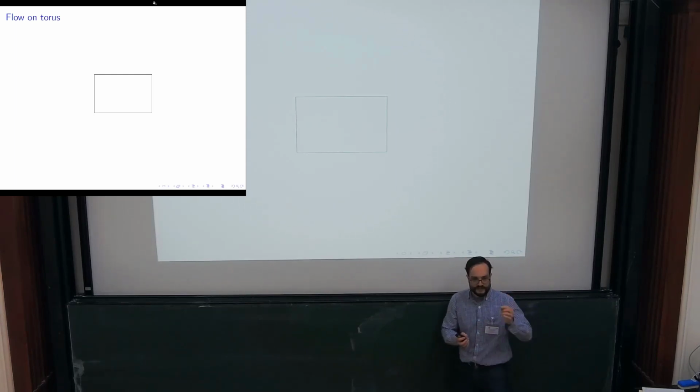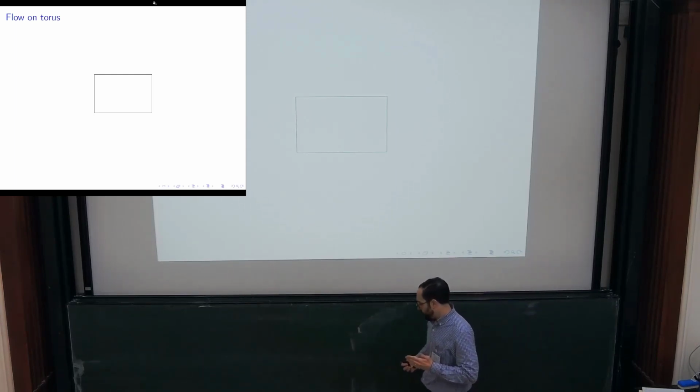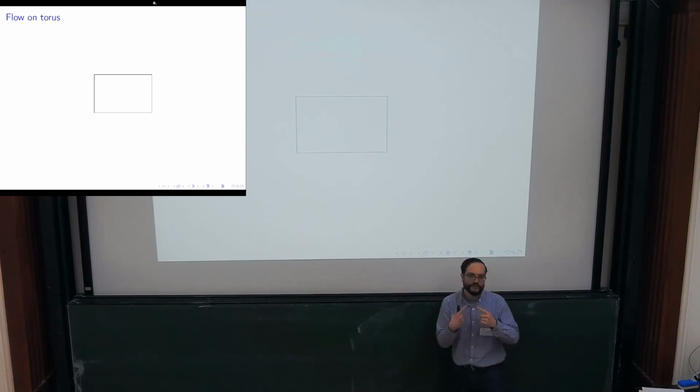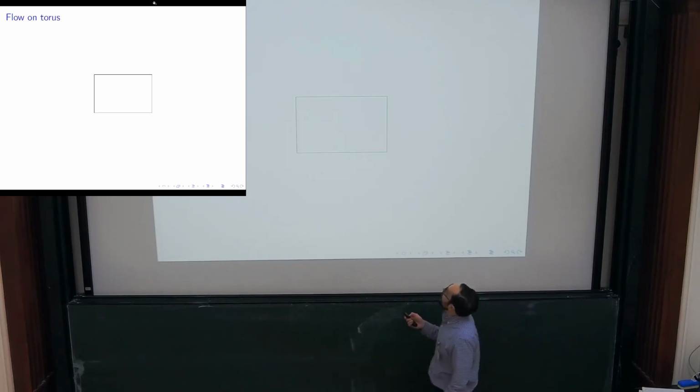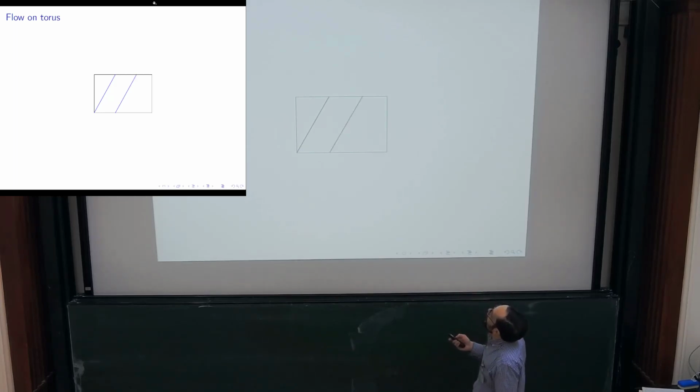And every direction has a flow. So your unit tangent bundle splits into S1's worth of flows that are taking place on the actual torus itself. Okay? This flow, okay, so I've got some slides of this flow. So let's look at a trajectory in a particular direction to make this precise.